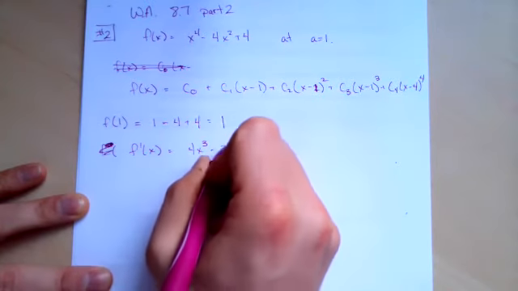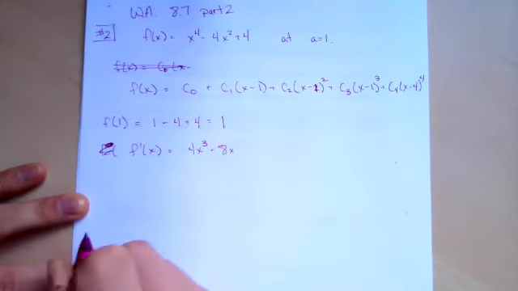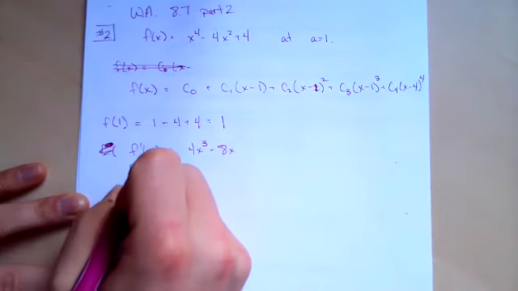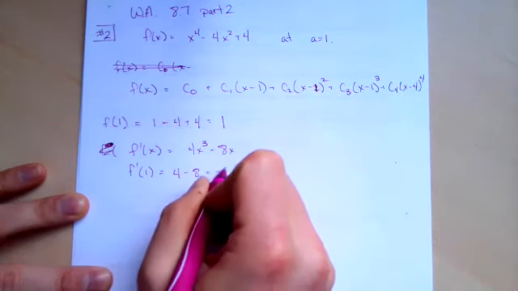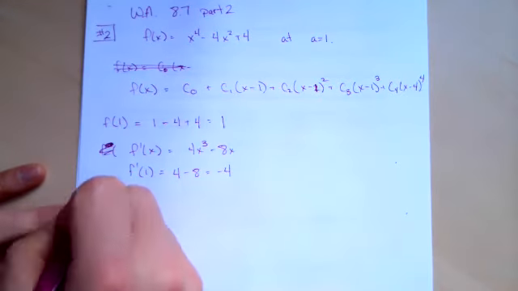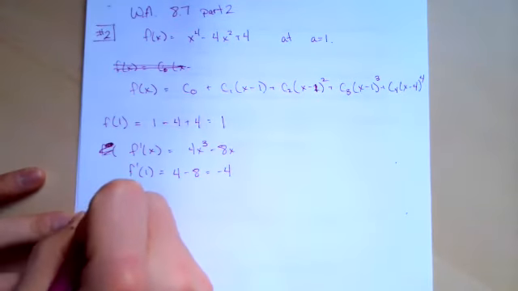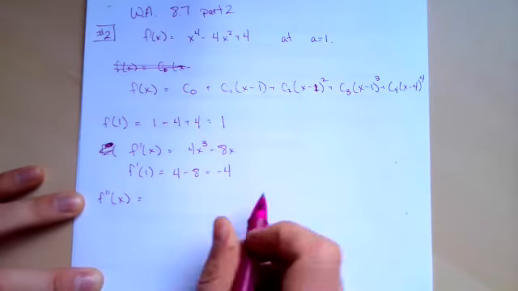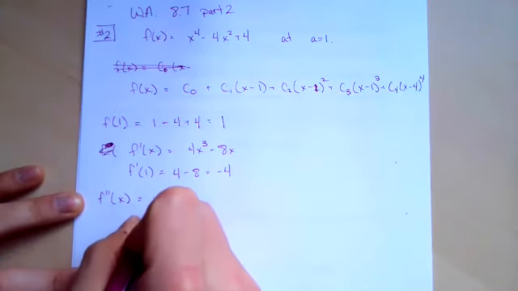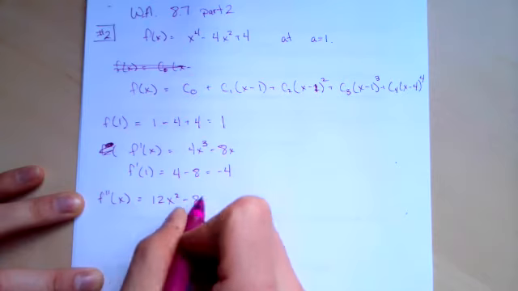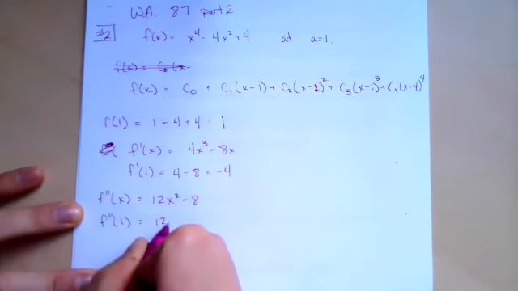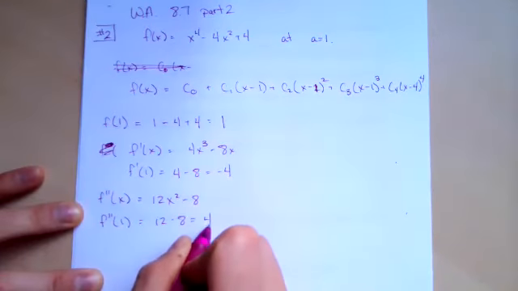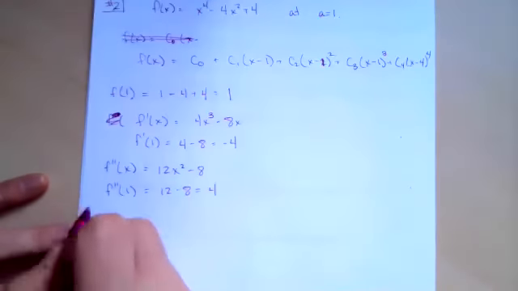4x cubed minus 8x, the 4 goes away, and then we evaluate at 1. So we'll get 4 minus 8, which is -4. We compute our second derivative. It's going to be 12x squared minus 8. Evaluate, and we get 4 again.